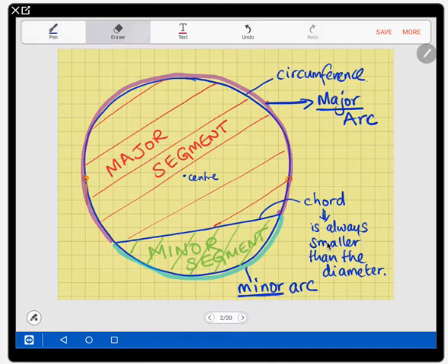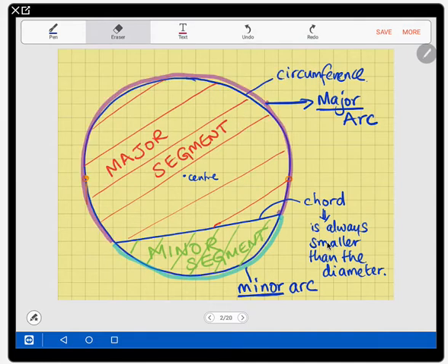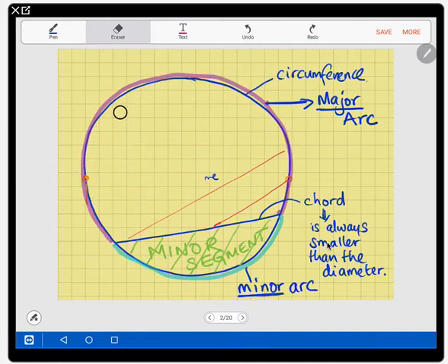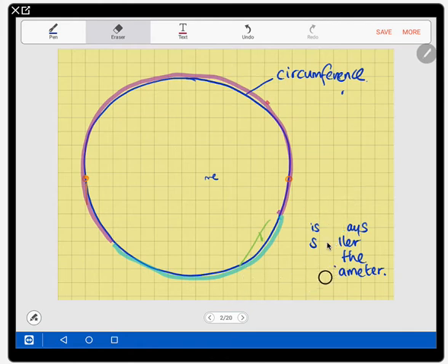Right, and again, my eraser is... right. Okay, let's go.